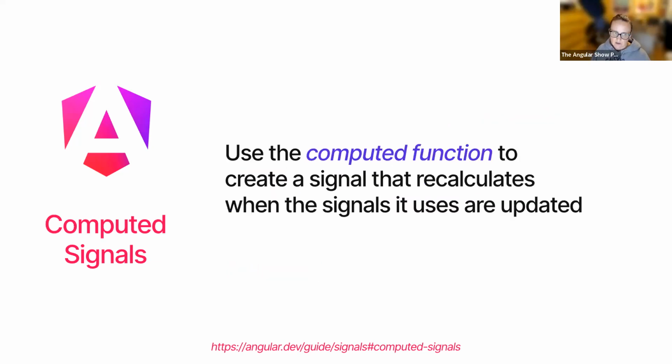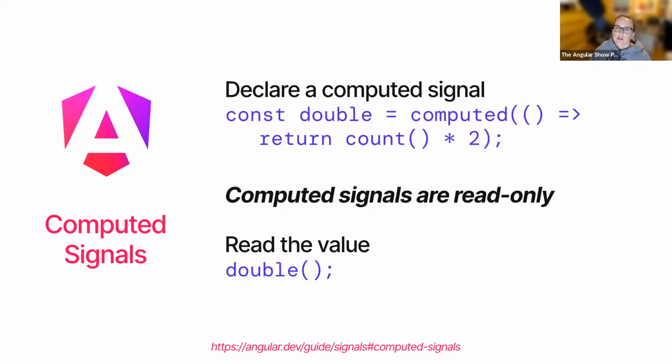The next signal we have is our computed signals. We use the computed function to create a signal that recalculates when the signals it uses are updated. So we declare it this way. We declare a variable, and then we use the computed function, and then we pass in a callback function that is invoked anytime any of the signals that it is using change. In this case, we have a count signal that this computed signal is relying on. So anytime count gets a new value, it will rerun this callback function, and the double value is going to be count times 2. And computed signals are read only.